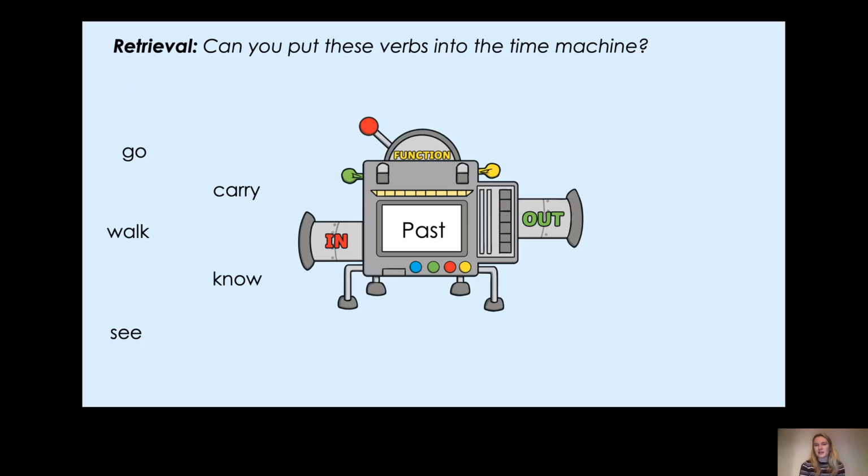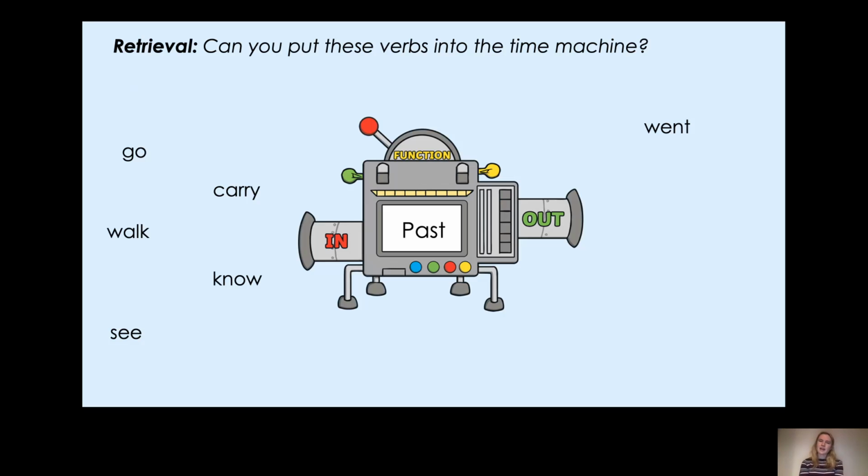Okay, Year 2, so let's go through them together. The first one is go. Today I go to school. Yesterday I went to school. So there you go. Can you see how the verb has changed completely? Well, that's because it is an irregular verb. It doesn't follow the regular pattern of adding the suffix ed.